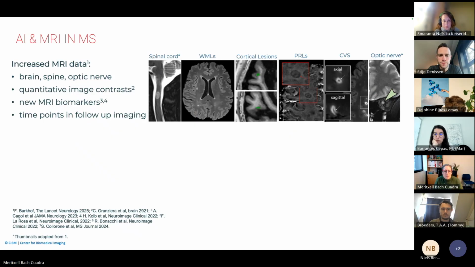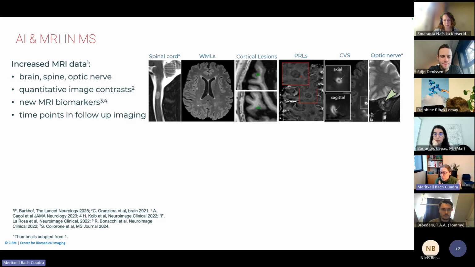So if we gather together AI and MRI in MS, what we see basically is that there is a boom of data that has to be explored. You have MRI images for the brain, for the spine, and now from the optic nerve. You have classical clinical sequences, but you may have as well other quantitative imaging contrasts. You want to have a look, particularly if you are interested in advanced MS biomarkers. You have these new biomarkers that are arriving, maybe interest in cortical lesions. Now we have the central vein sign, we have the paramagnetic rim lesions. All these now in the McDonald criteria.